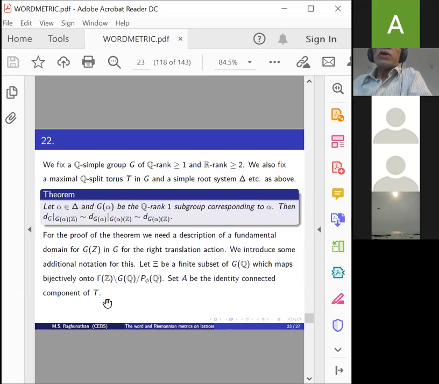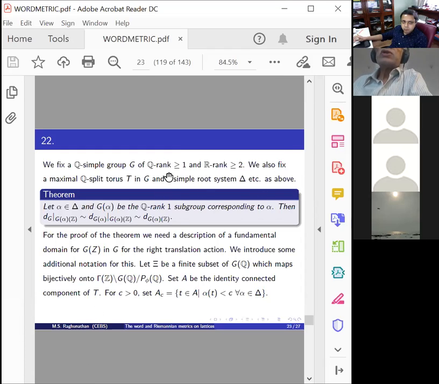Let A be the identity connected component of T, the maximal Q split torus. For C greater than 0, A_C is the set of all T such that alpha(T) is less than C for every alpha in delta. If the Q rank was 1, it's just T in A; think of it as a straight line, R plus, which means everything greater than 0. In some sense 0 is not in the finite part. The torus is 0 less than T less than infinity. That's the torus, and that's the group A.